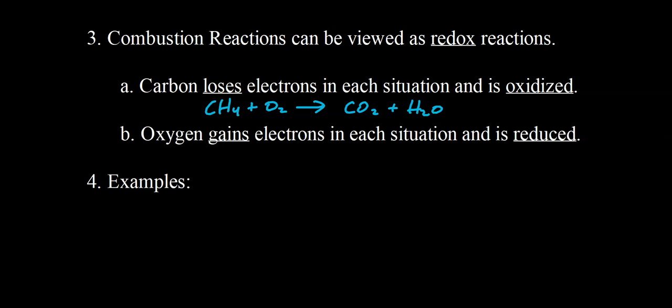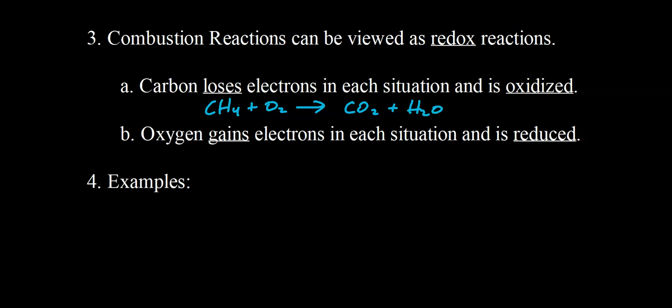What is the oxidation state of carbon in carbon dioxide? Go ahead and pause and think about that. Each oxygen is -2, so that means carbon is +4. So we're going from -4 to +4. Oxidation state increases by quite a bit.